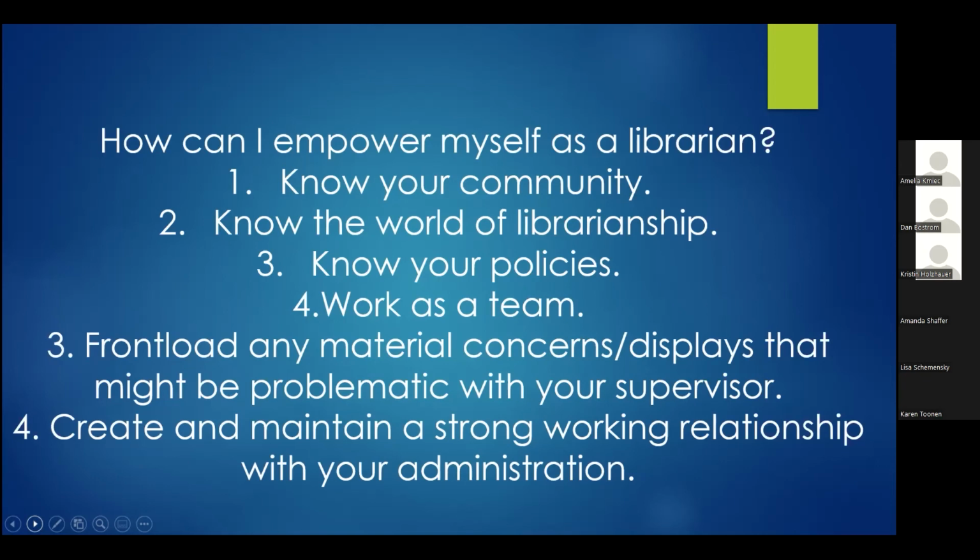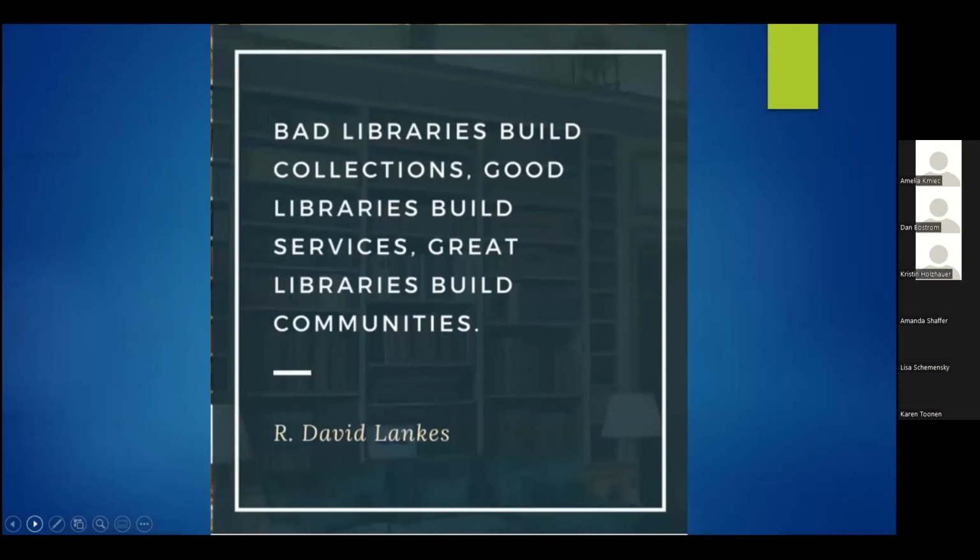Can you go to the next slide, Kristin? I found this quote by David Lankes. He's a professor at Syracuse. Bad libraries build good collections, good libraries build services, and great libraries build communities. My point is that you want to have conversation around these books because that's what books are inspired to do in the first place. And shutting down the conversation or not creating the conversation truly is harmful for all sides of the perspective. Thank you so much.